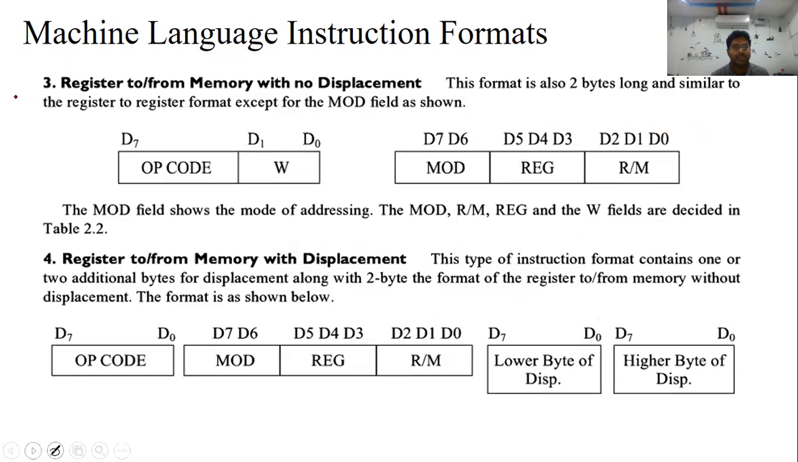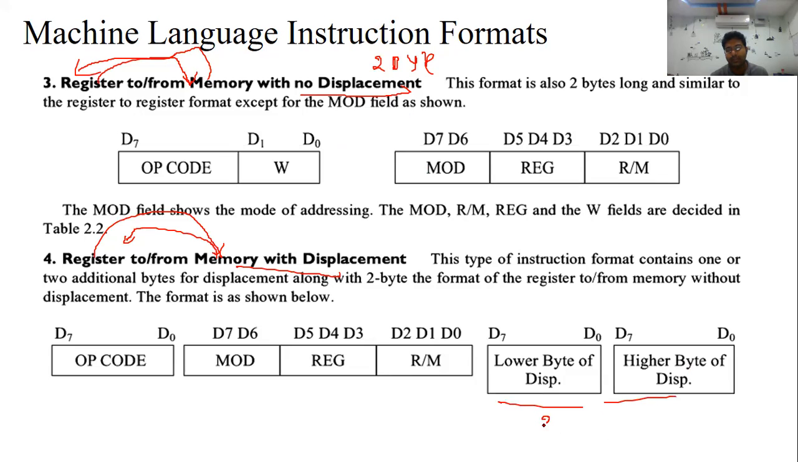Likewise, we have register to memory or memory to register with no displacement. Whenever displacement is added, the displacement takes 2 bytes. So with the displacement, this is memory to register and register to memory. With the displacement, it takes 2 bytes, the first byte and the second byte.